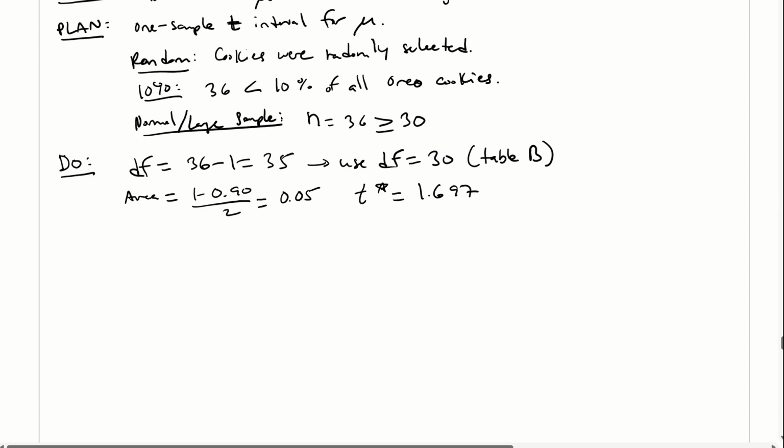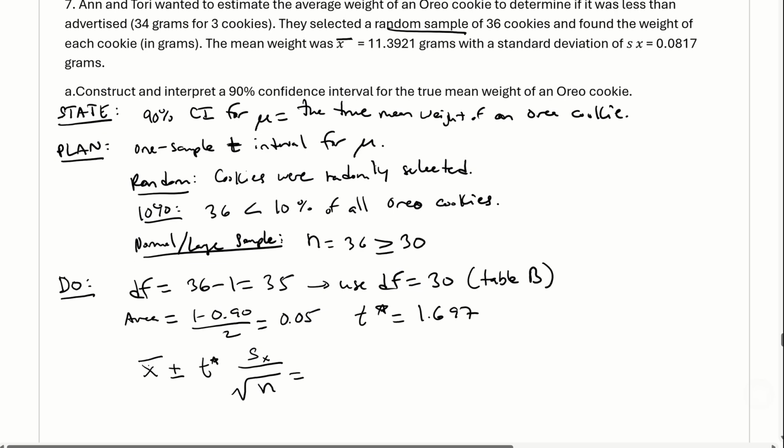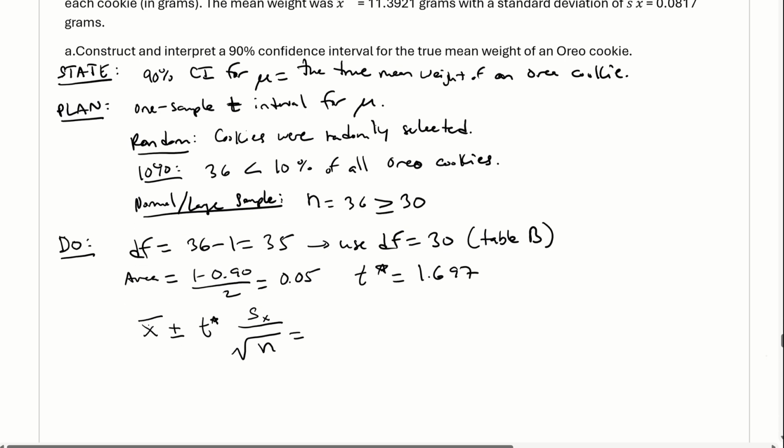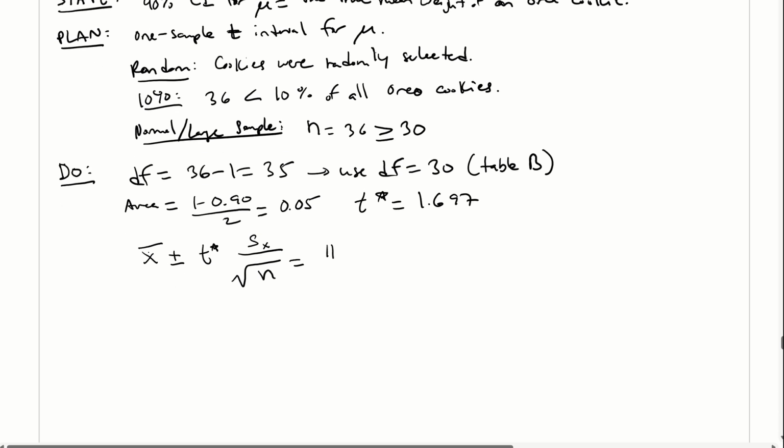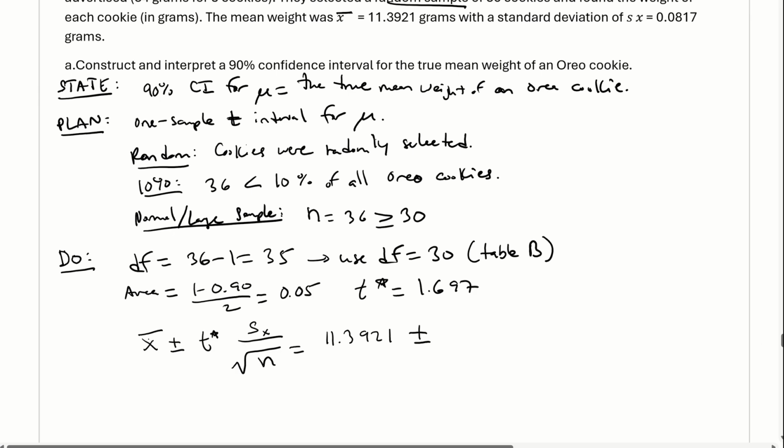All right, and in that case, we can do the formula. So X bar, it says the mean of the random sample, 11.3921 grams. 11.3921 plus or minus, and then you got your standard deviation, 0.0817.